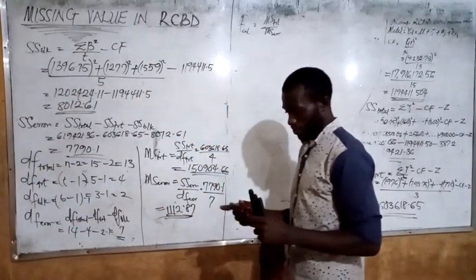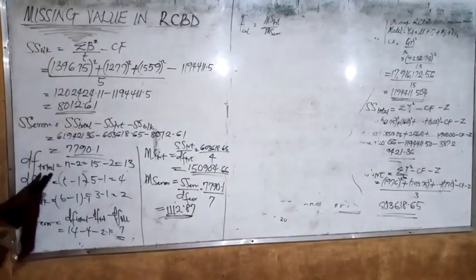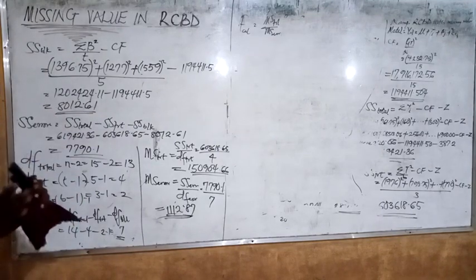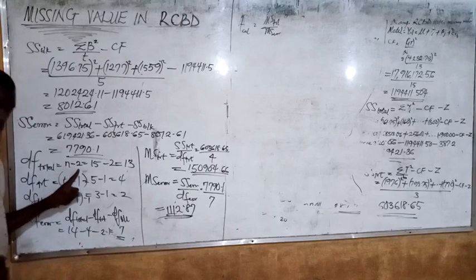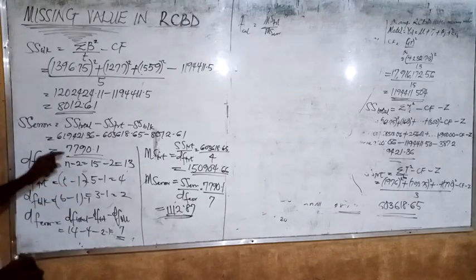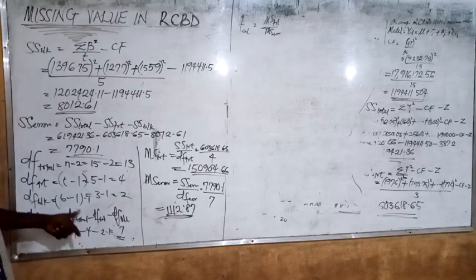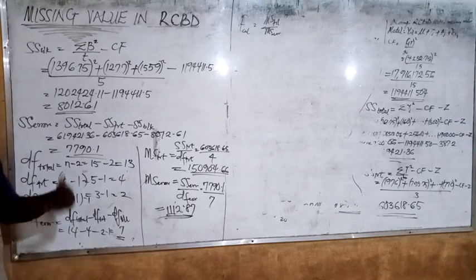Please don't make that mistake that I made. We said DF total here. In case of missing value, this is only peculiar to missing values. Your DF total is going to be n minus 2, and your DF error is going to be your DF treatment times block minus 1. So you're going to subtract 1 because of the bias.